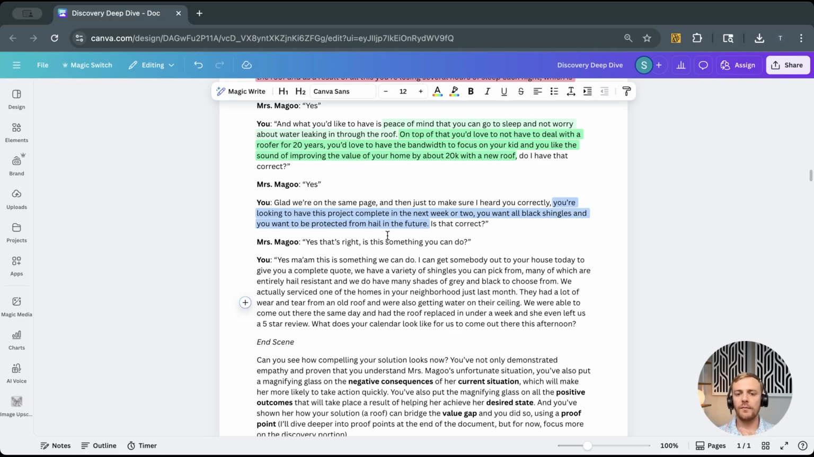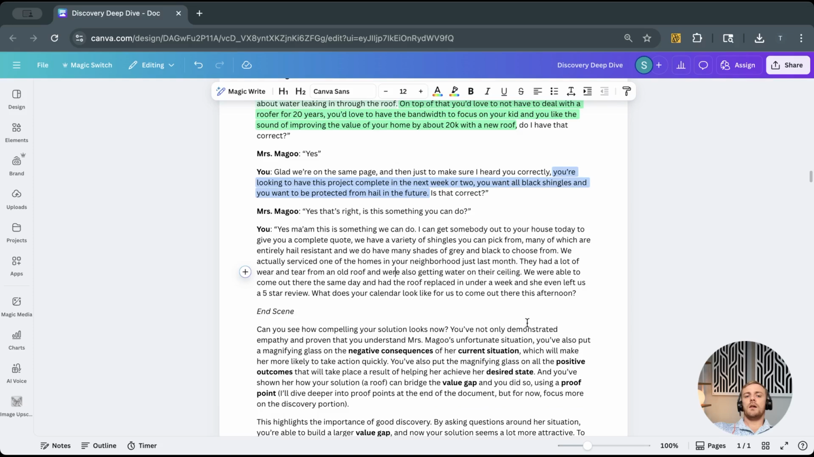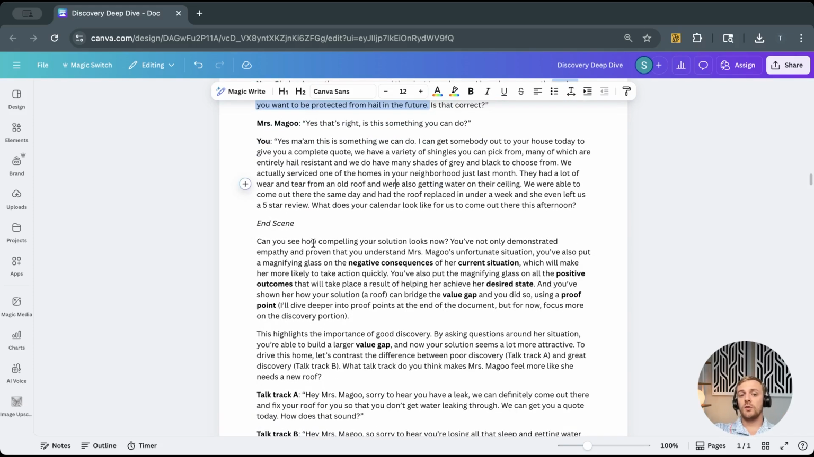They had a lot of wear and tear from the old roof, and they were also getting water on their ceiling. We were able to come out the same day and have the roof replaced in under a week, and she even left us a 5-star review because we did such a good job. What does your calendar look like for us to come out there this afternoon? And see, okay, so do you see how compelling your solution looks? You've demonstrated empathy, you understand her situation, you also put, like I said before, a magnifying glass on all these different things, and you've shown her how your solution can bridge the gap.